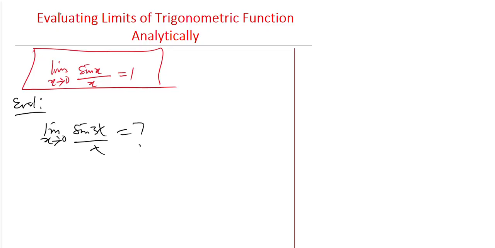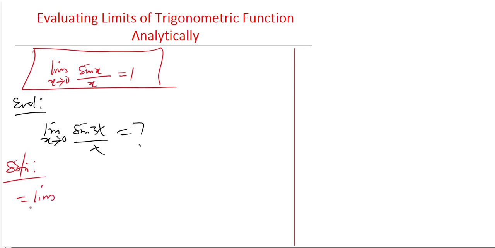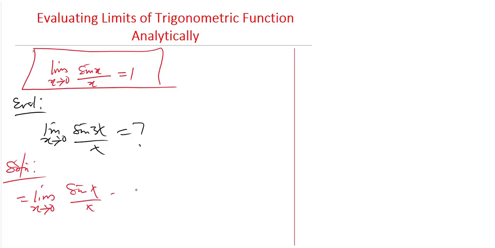Now you can solve this by applying the standard form, right? So we can have the limit as x approaches 0 of sine x all over x multiply 3, right? And we know that the limit of sine x all over x is equal to 1. So what we have will be 1 multiplied by 3, which is equal to 3, the final answer.